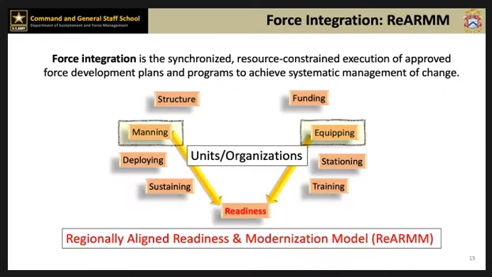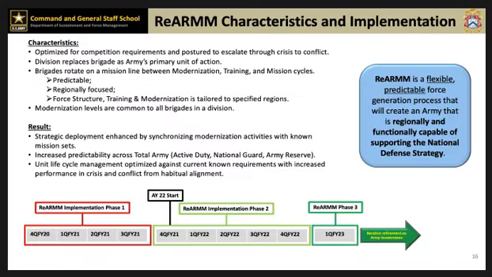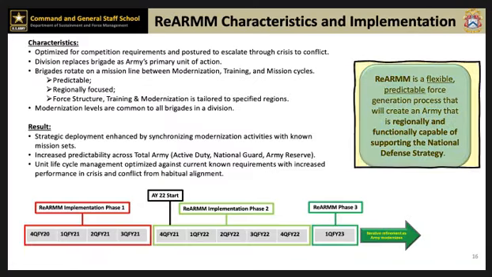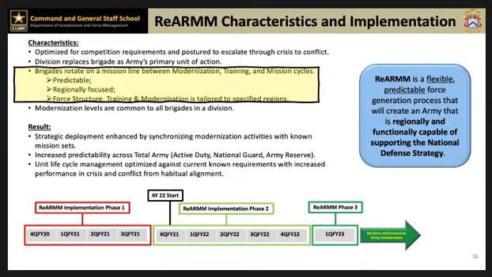So, we've talked about manning and equipping. Now we will look at how units are managed in the new Regionally Aligned Readiness and Modernization Model, or REARM. REARM is a flexible, predictable force generation process that is regionally and functionally capable of supporting the national defense strategy. Two big takeaways here are that we moved to a division-based focus and brigades are deliberately cycled through a process that includes modernization.